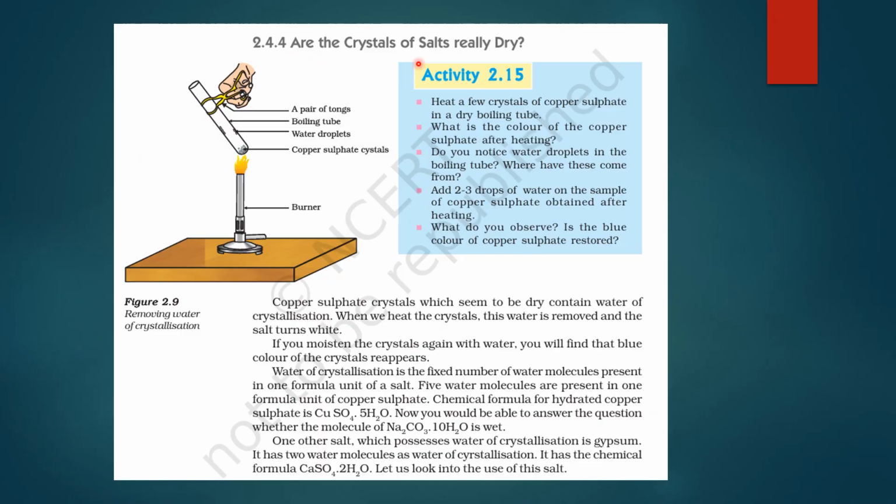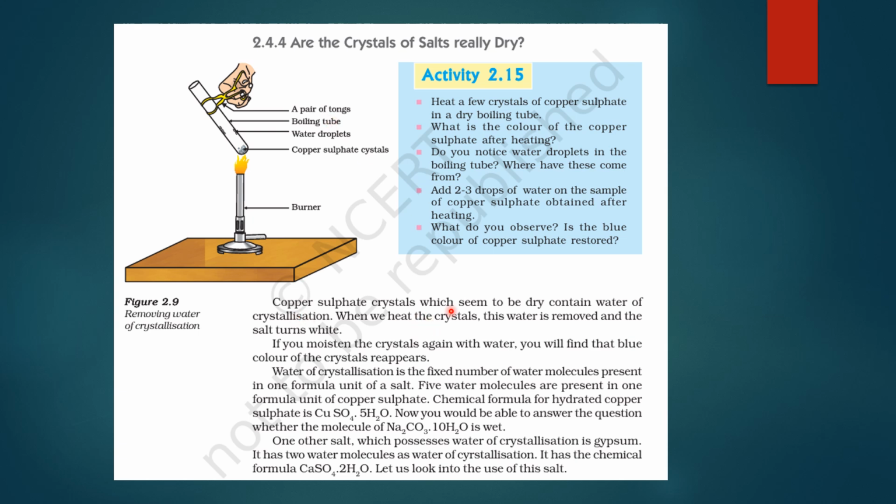So let's see if the crystals of salts are really dry. So you have copper sulfate, you take it in a dry boiling tube. ये रही आपकी boiling tube जिसमें आपने copper sulfate crystals add करें. So now you heat it through a burner. Hold this tube with the help of a pair of tongs. You will observe some change in color that you have to check out, fine?